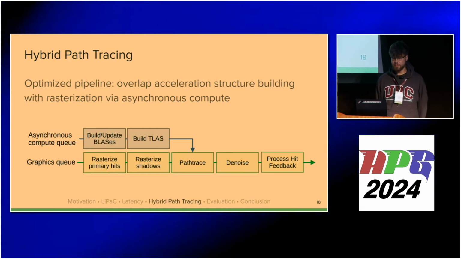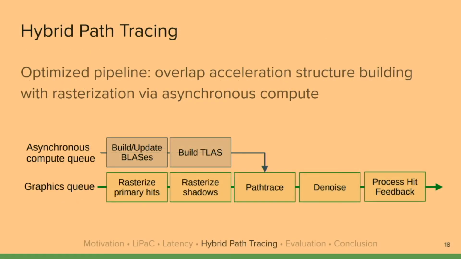And the cool thing about this hybrid approach is that we can utilize the GPU pretty well. So our pipeline makes use of asynchronous compute to overlap the acceleration structure building, which is a compute core heavy task, with the actual rasterization, which is more of a fixed function heavy task.